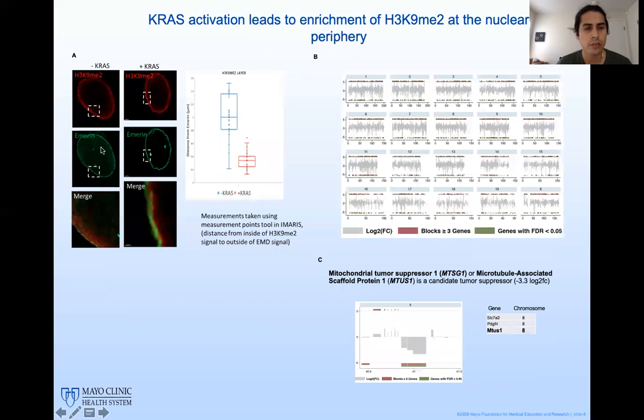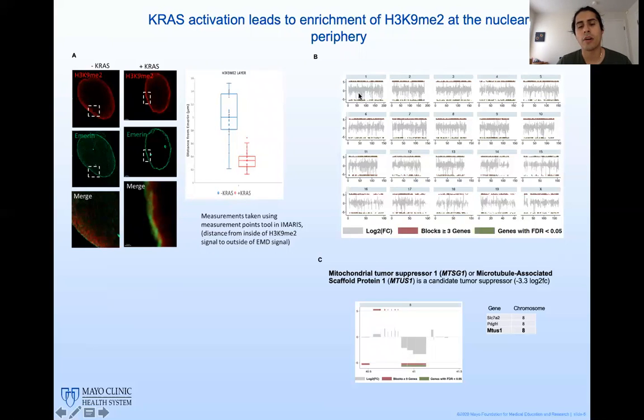So to begin to study this, we do minus and plus KRAS. We do a super resolution of H3K9 dimethylation. We know that there's a significant enrichment when we activate KRAS, a significant enrichment of this histone mark at the periphery as opposed to the minus KRAS. You can see a more diffuse signal here. And to us, that indicates global changes in lamina-associated domains.